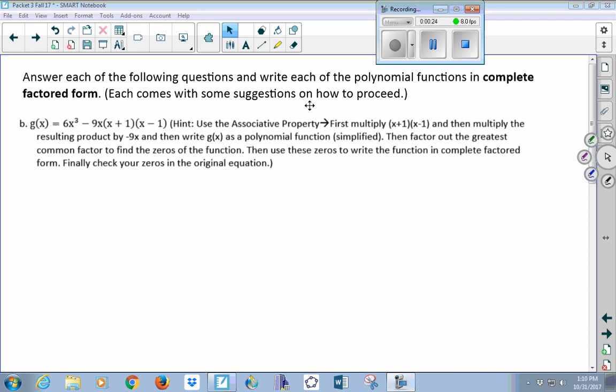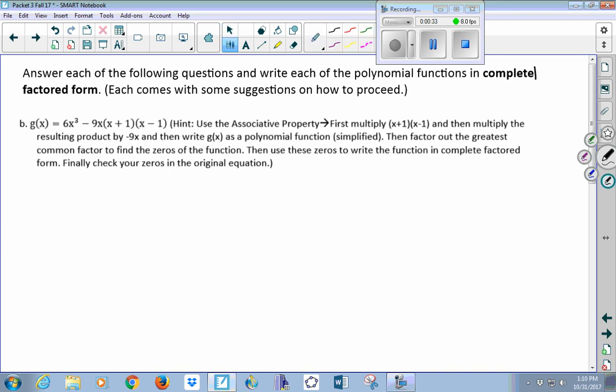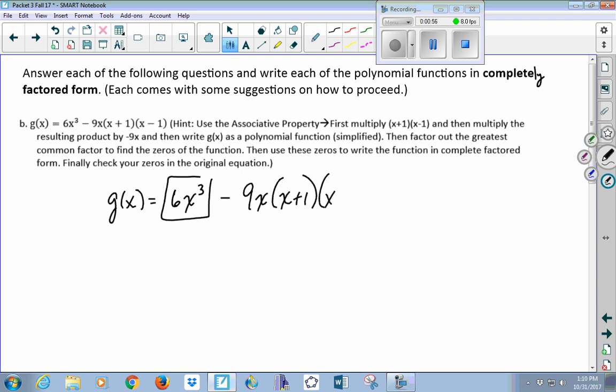Answer each of the following questions and write each of the polynomial functions in completely factored form. That should say completely right there. Each comes with some suggestions on how to proceed. So let's just take a look at this function. Right now, g of x is actually a subtraction problem. It's 6x cubed, take away 9x times x plus 1 times x minus 1.